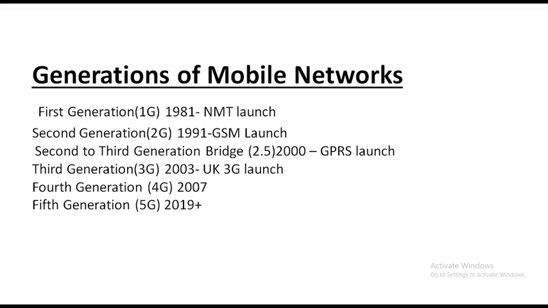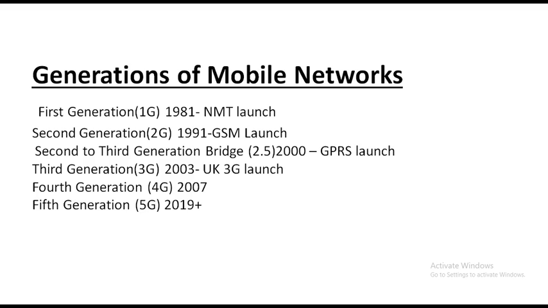And this GPRS technology allows speeds of up to 115 kilobits per second, later a maximum of 384 kilobits per second using EDGE technology. EDGE stands for Enhanced Data Rates for Global Evolution. And GSM data transmission, GSM meaning Global System for Mobile Communication, typically reaches 9.6 kilobits per second.